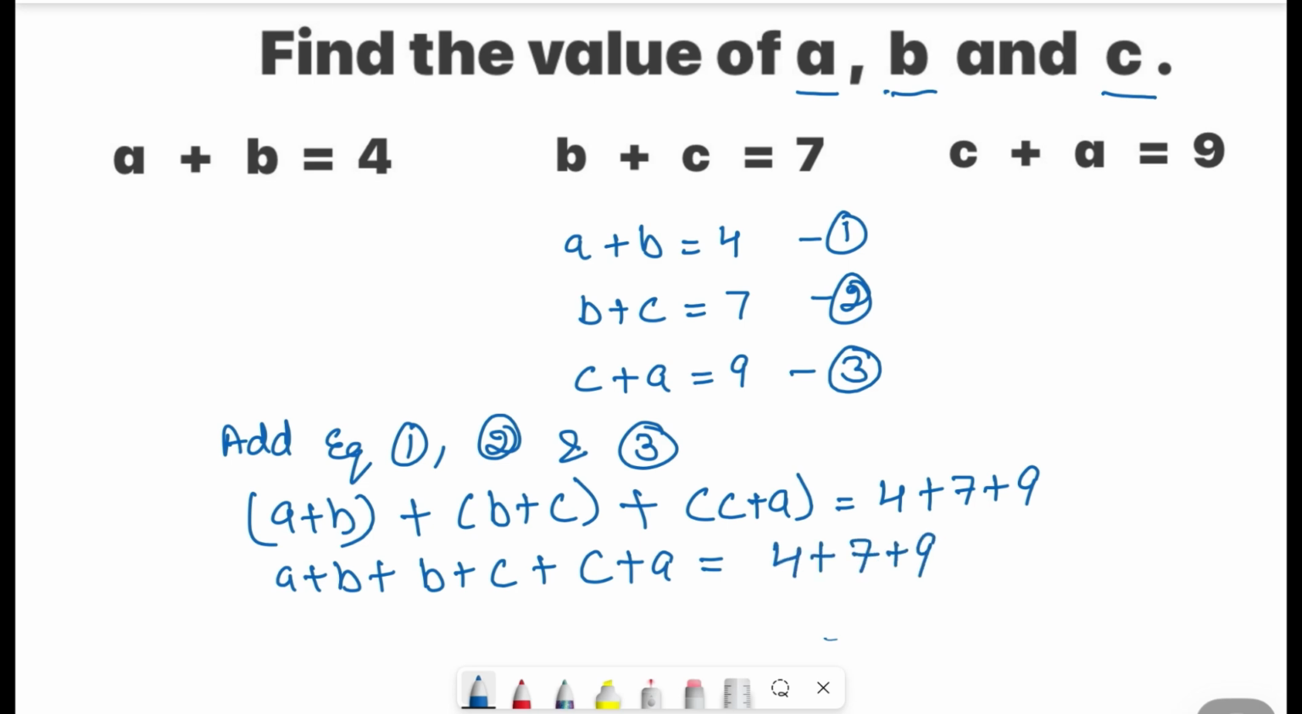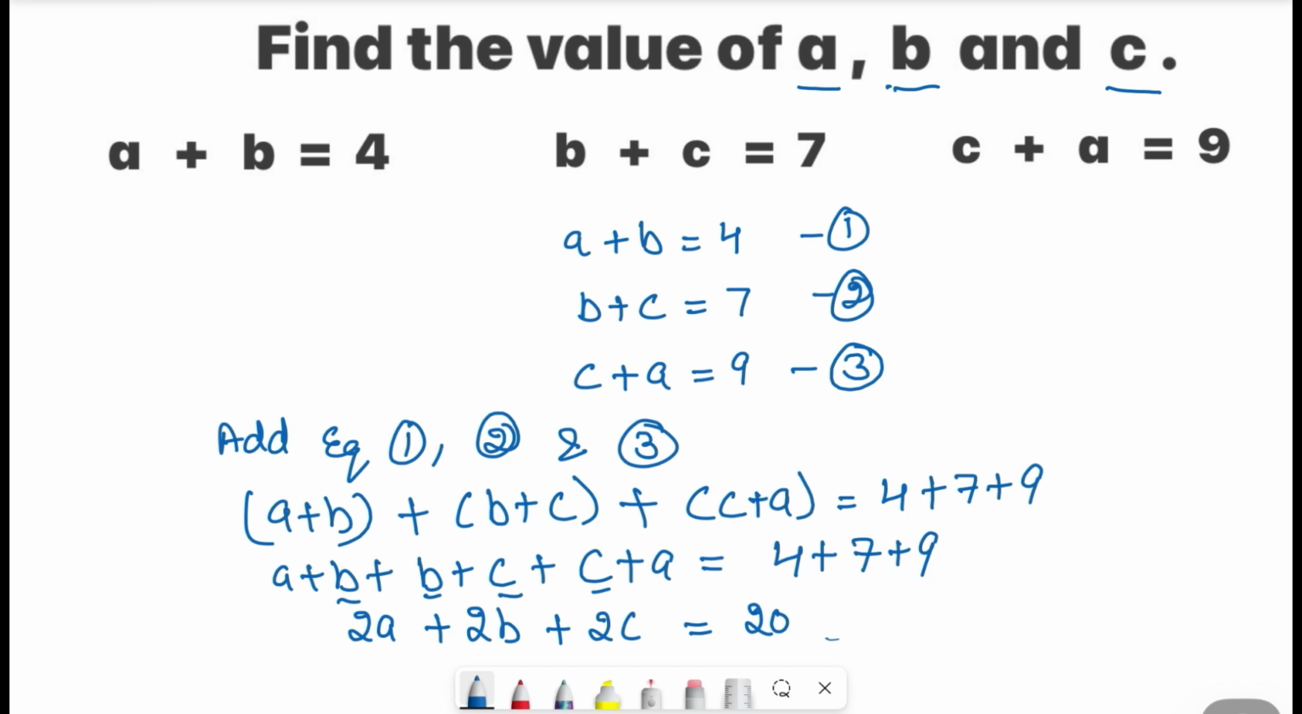Now look students, here the a appears twice, so it will become 2a. The b appears twice, so after adding them, it will become 2b. Similarly, c appears twice, so after adding them, it will become 2c. So it will become 2a plus 2b plus 2c is equal to, and when we add 4 plus 7 plus 9, it becomes 20.